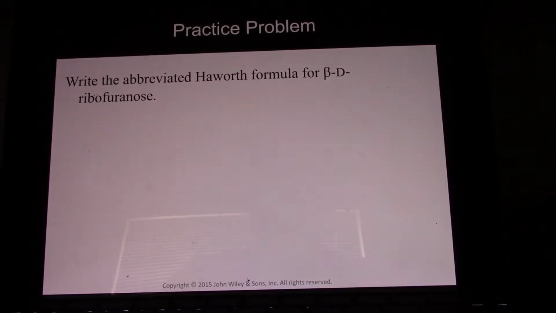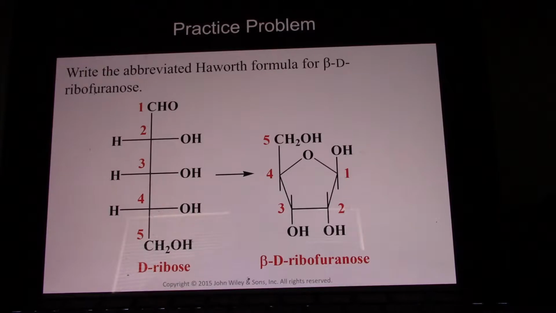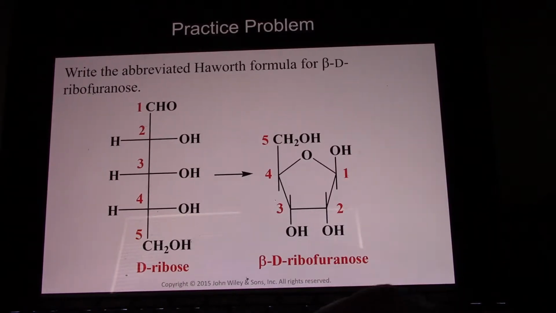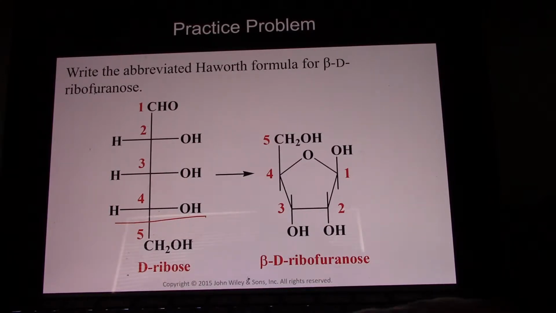So write the abbreviated Haworth formula for beta-D-ribofuranose. Well, we have beta. We know the OH is going to be up because it's beta. D, we know that in the Fischer projection, the OH is on the right. In furanose, it's making a 5-membered ring.